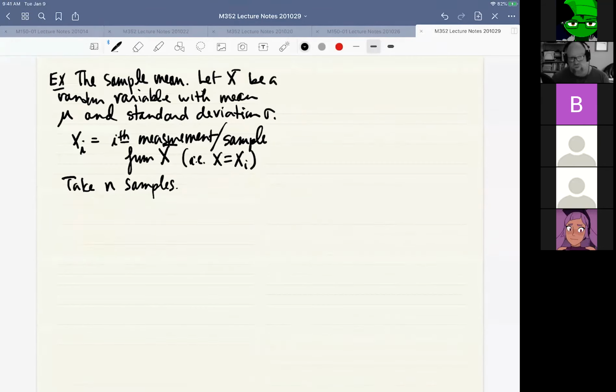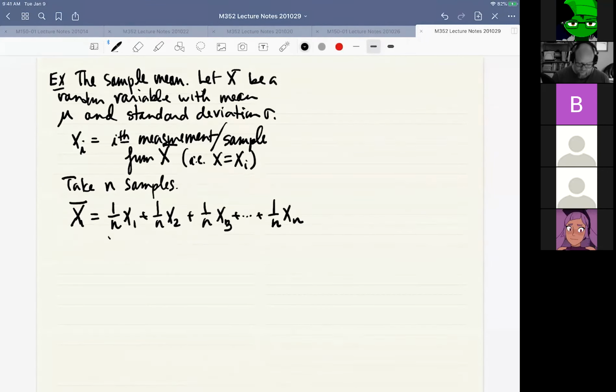And I'm going to use the ideas that we just talked about, scaling and adding. And I'm going to define a new random variable called x bar. And it's going to be 1/nth times x1 plus 1/nth times x2 plus 1/nth times x3, and so on up to 1/nth times xn. So you can recognize this as the mean of these n measurements. Everybody with me?